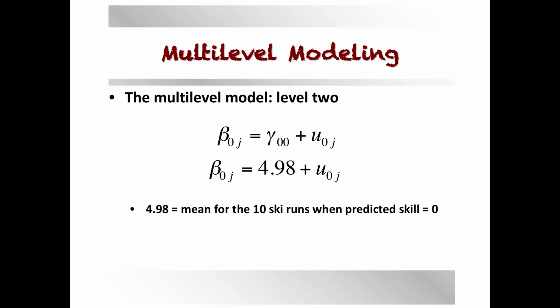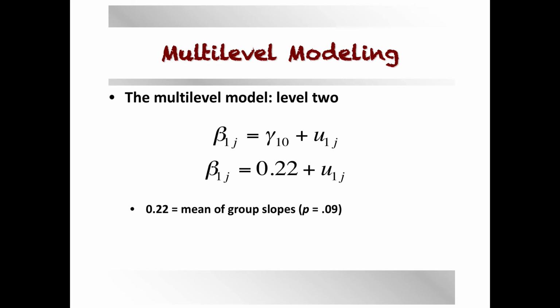Okay, so this 4.98 was your intercept value. We saw that already. We can plug that in again here. That was your mean group intercept, or mean for the 10 ski runs when predicted skill equals 0. That's your description of what an intercept is. And then this is your 0.22. 0.22 is your mean of the group slopes. Now this one is going to have a p-value of 0.09.